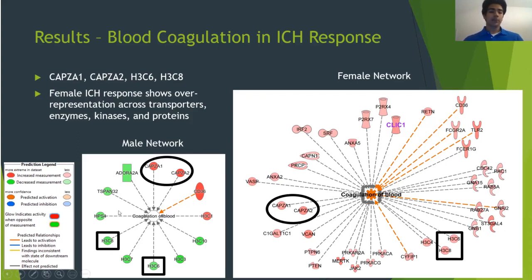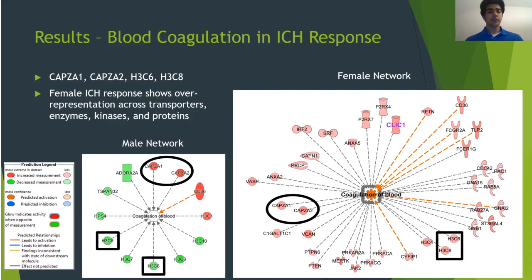In the male network, you predominantly only see proteins, which are represented by these circles, and only 2 transporter genes represented by this circle and the rectangle. However, in the female network, there's a large diversity in the molecular targets. These represent ion channels, these represent transmembrane signaling, these represent enzymes, these represent various proteins, and these are kinases.